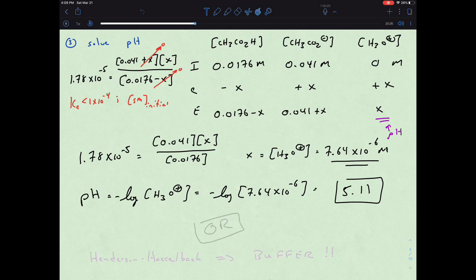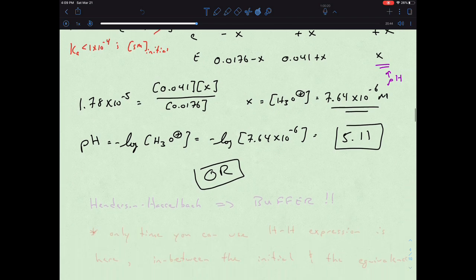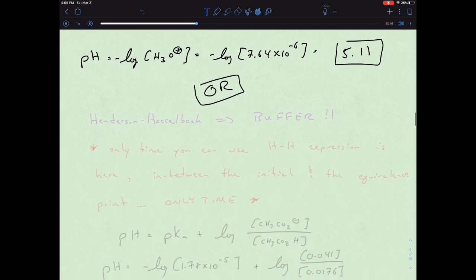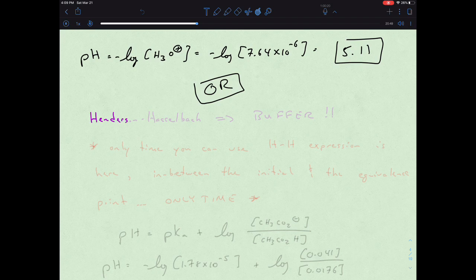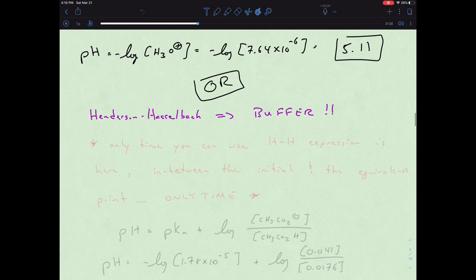Realize for part B, we recognized early on that it is a buffer question. But yet I utilized the ice table method to actually solve for this buffer question. Realize that we could say that there is an OR to this. Namely, that the OR would be the Henderson-Hasselbalch, right? Because we have a buffer reaction or buffer solution.